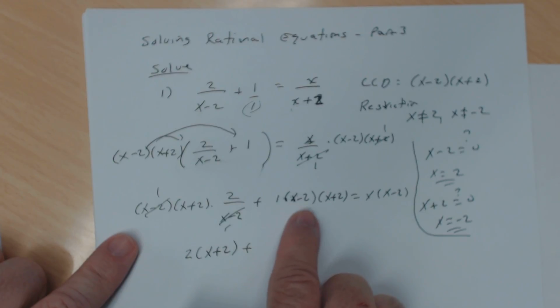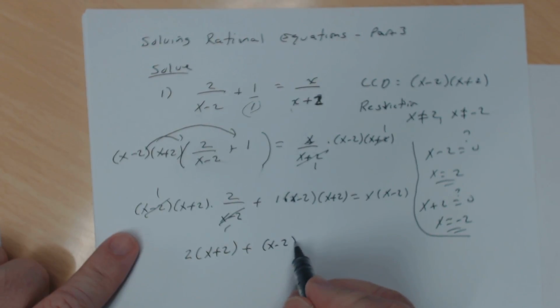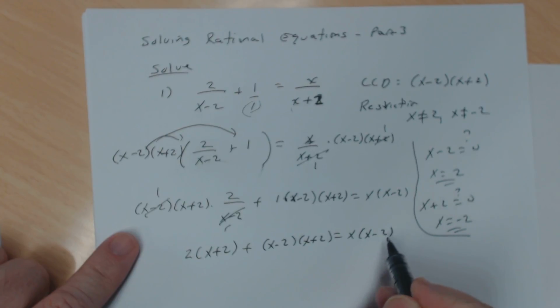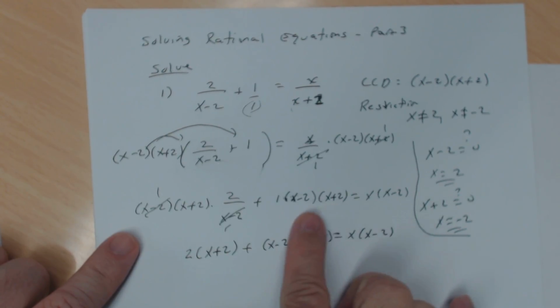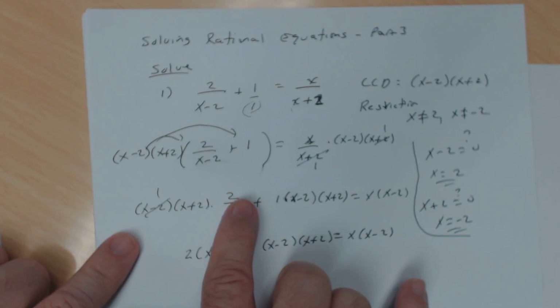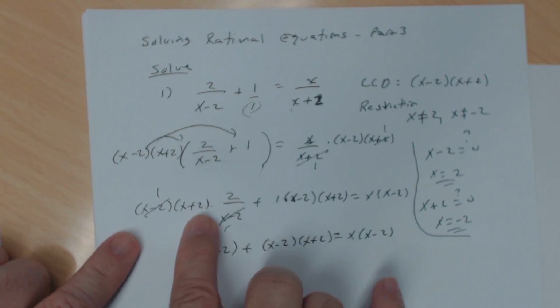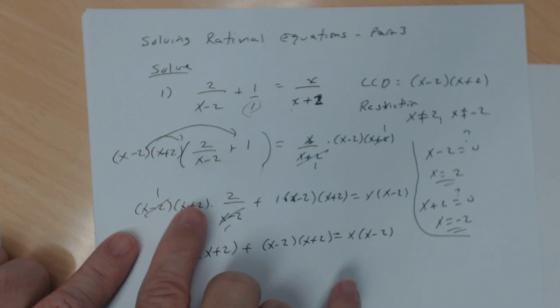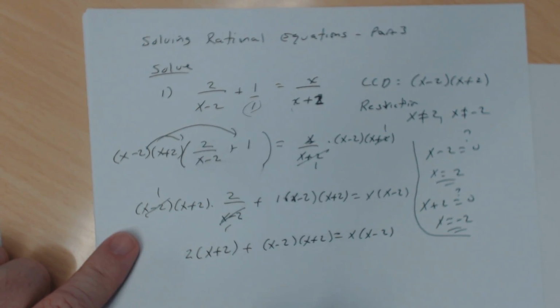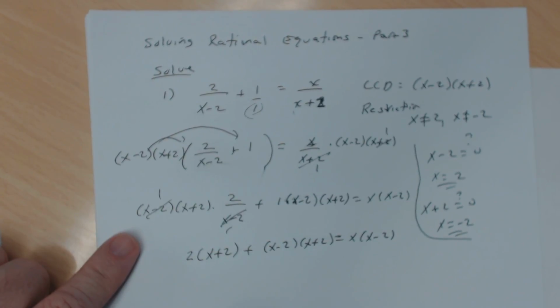Now notice 1 times x minus 2 is x minus 2. And so we get x minus 2 times x plus 2 equals x times x minus 2. So all I did was I just rewrote this right here. And I put the coefficient 2 in front of x plus 2. So you have 1 times x plus 2 is x plus 2. X plus 2 times 2 is 2x plus 2. 2 times x plus 2.